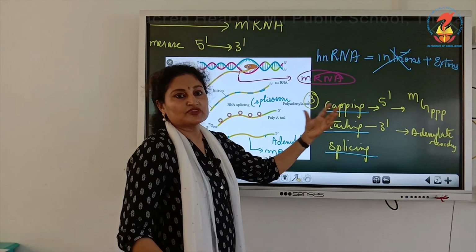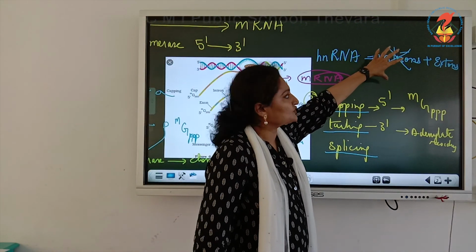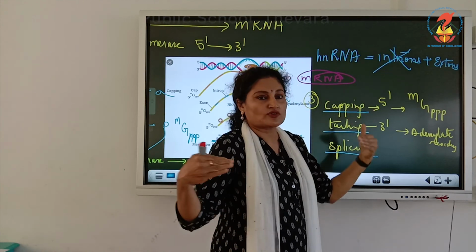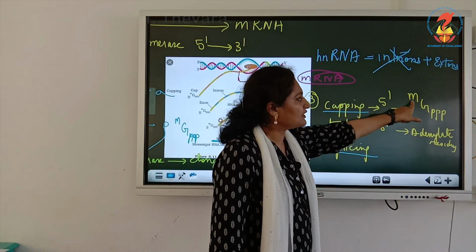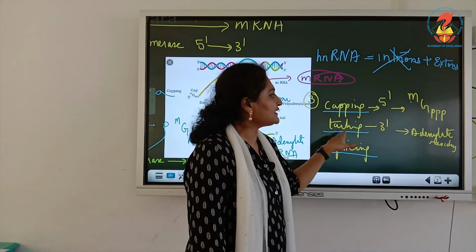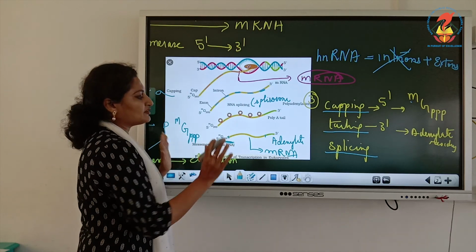Splicing is the removal of the introns. Introns are the regions that are junk. They do not code for protein. So they have to be removed, and all the exons should be joined. And finally, we have to cap at the 5' end with methyl guanosine triphosphate and tail it at the 3' end with adenylate residue. And now we have a final mRNA.